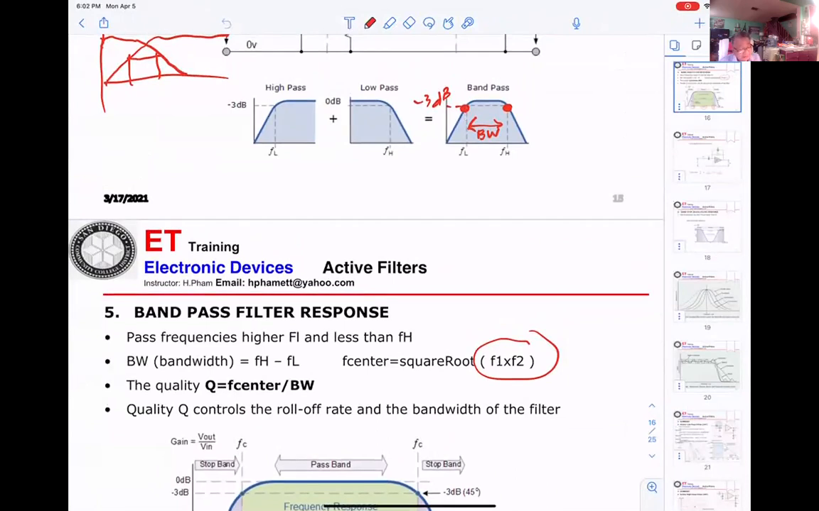And amplifier, they can be follower, they can be inverting amplifier, they can be non-inverting amplifier. They can be any if they want.